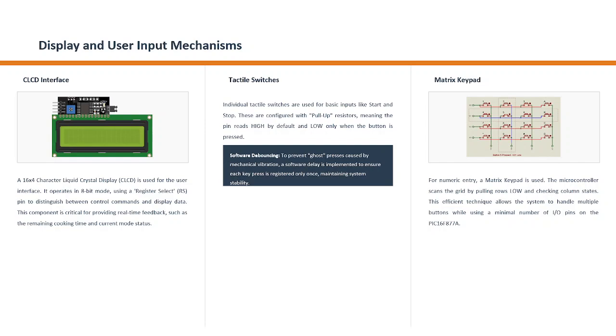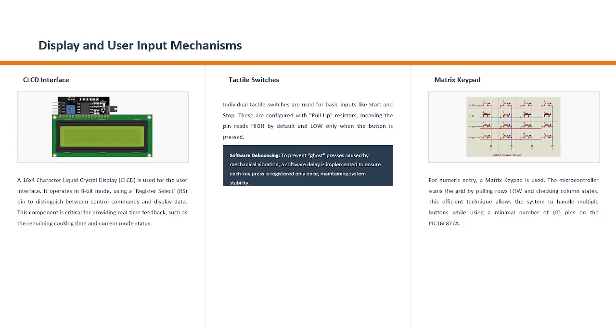Tactile switches. Individual tactile switches are used for basic inputs like start and stop. These are configured with pull-up resistors, meaning the pin reads high by default and low only when the button is pressed. Software debouncing prevents ghost presses caused by mechanical vibration. A software delay is implemented to ensure each key is registered only once, maintaining system stability.